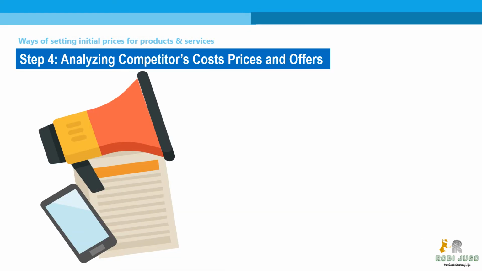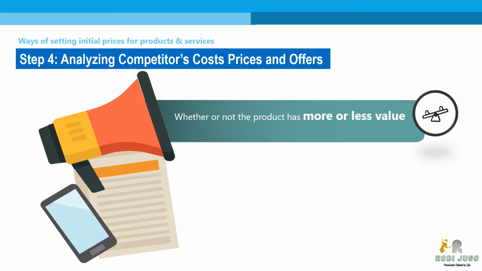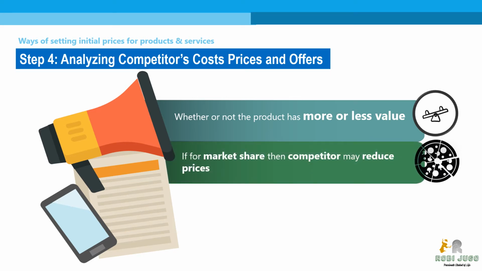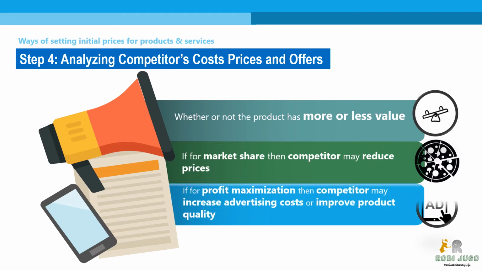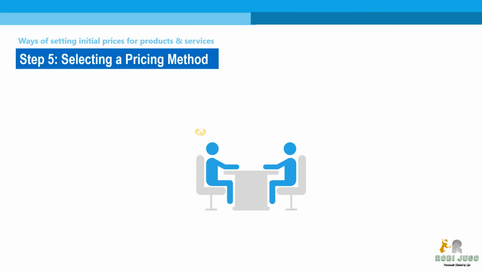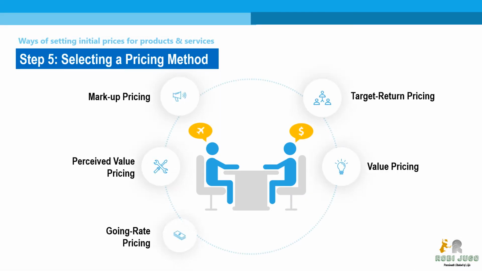The next step to price setting is analyzing competitors' costs, prices, and offers. We have 3 instances when we could adjust prices. First is when the business product has more or less value than its competitors. Another instance is when there is a change in the objective. It could be when the company aims to increase its market share, so they could resort to reduction in prices. On the other hand, if it aims to maximize its profit, it may resort to increase in advertising costs or improvement of product's quality.